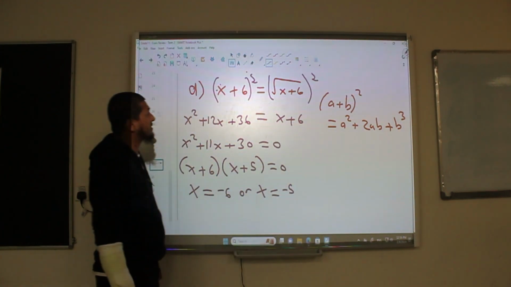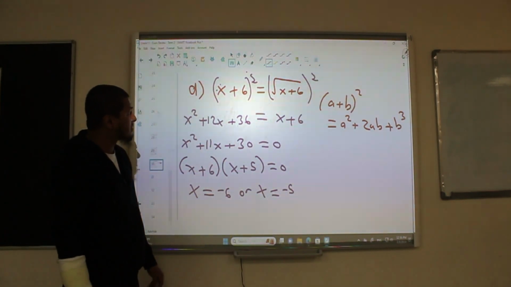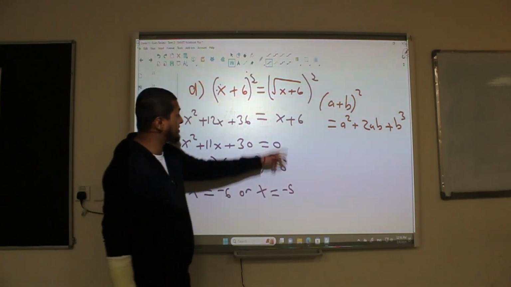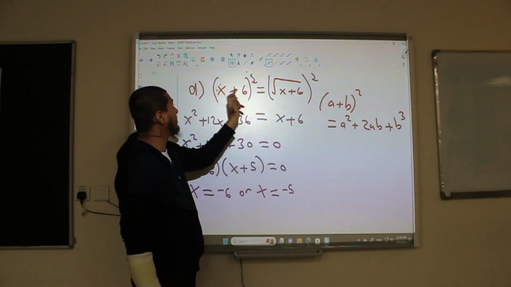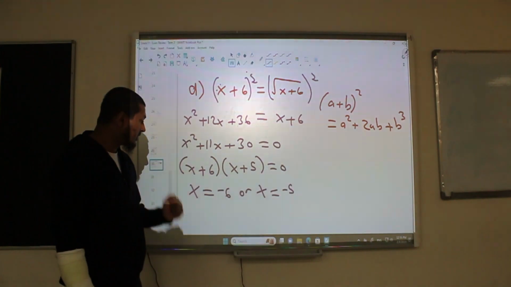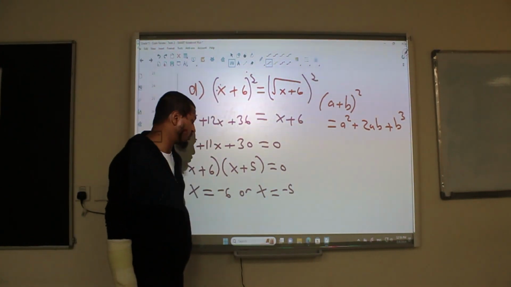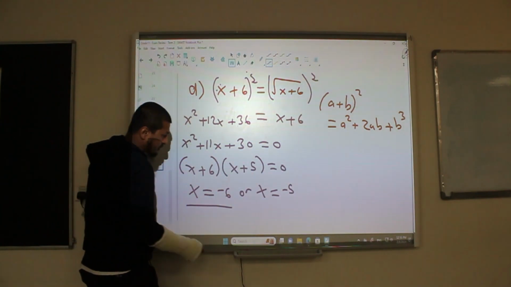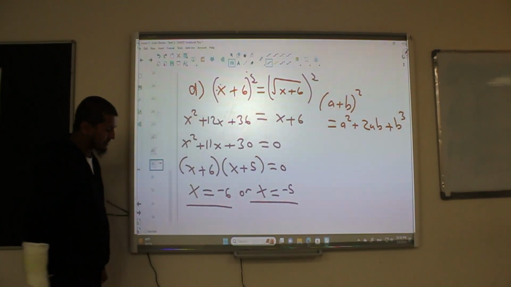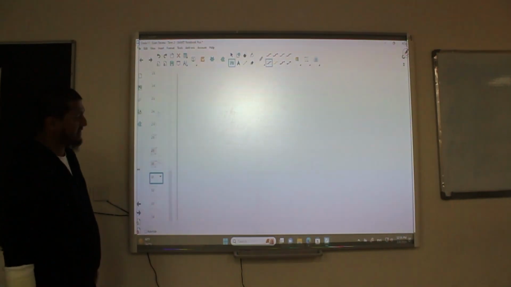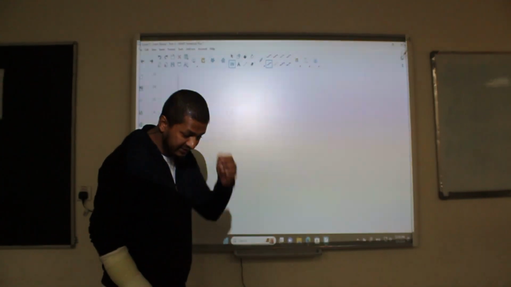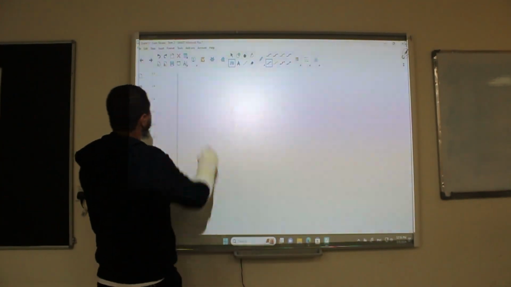Now we want to see which one is extraneous. So let me substitute negative 5 inside here, getting 1. Square root of 1 is 1, so that works. Substitute negative 6 inside and getting 0, so both works. There is no extraneous solution, both solutions work. Moving on to the next question. We have just done D. Let's look at E.